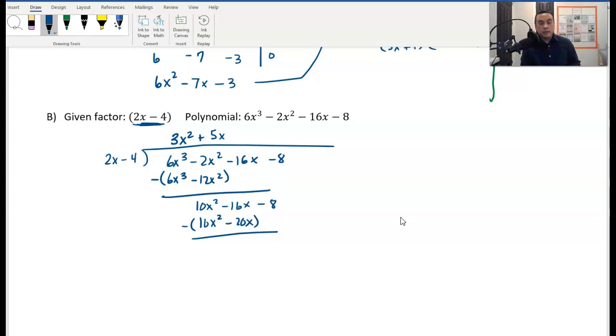All right, so the negative 10x squared cancels the positive 10x squared, and this will become a positive 20x minus 16x. That's going to be positive 4x minus 8. All right, last thing. 2x times what gives me 4x? Well, I think it's a 2. So I'm going to put plus 2 here. 2 times 2x is 4x, and 2 times negative 4 is negative 8. You subtract, hey, perfect, the remainder is going to be 0.